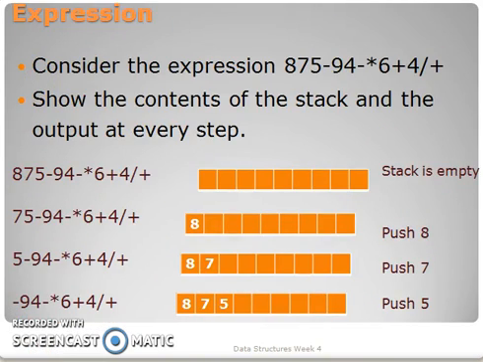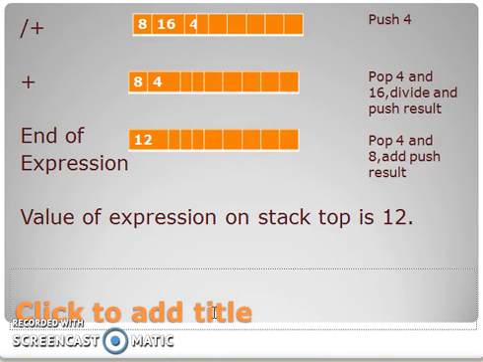So whenever you find operands, push them onto the stack, and when you read the operator, pop the topmost two values, perform the manipulation and push the result onto the stack. This is how we are going to evaluate the postfix expression.